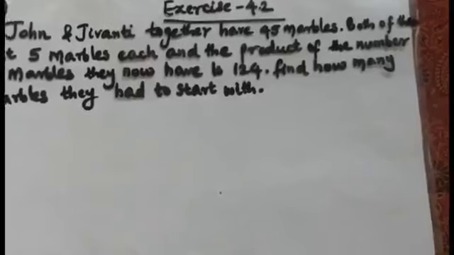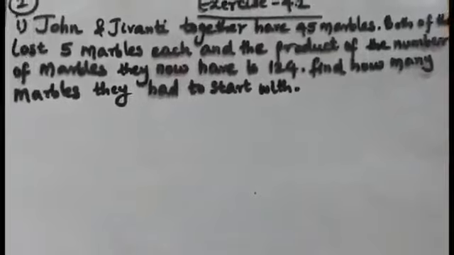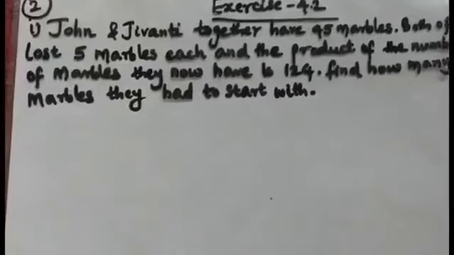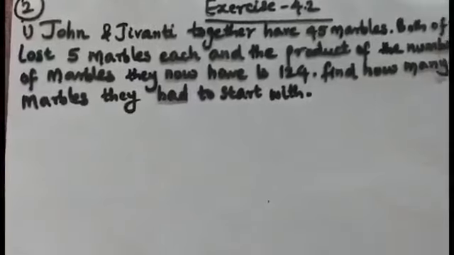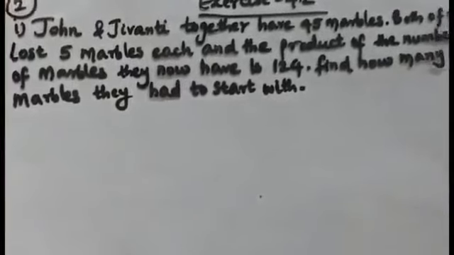Now let's start exercise 4.2, question number two, first part. There are two characters in this question. John and Jeevanti together have 45 marbles. Both of them lost 5 marbles each, and the product of the marbles they now have is 124. Find out how many marbles they had to start with.